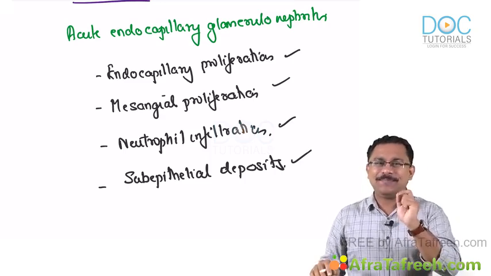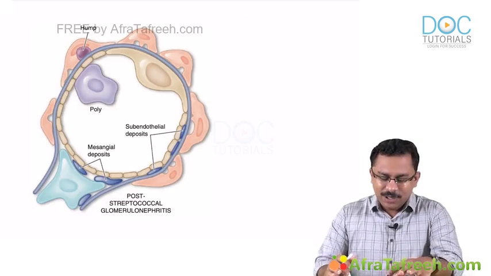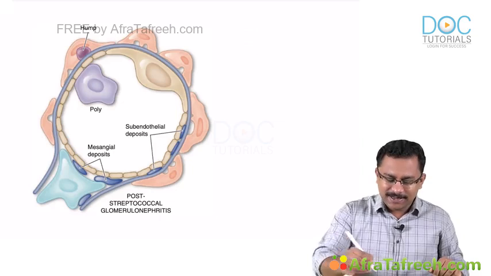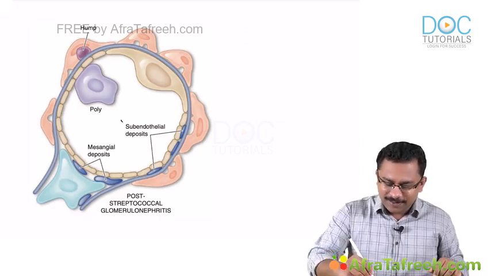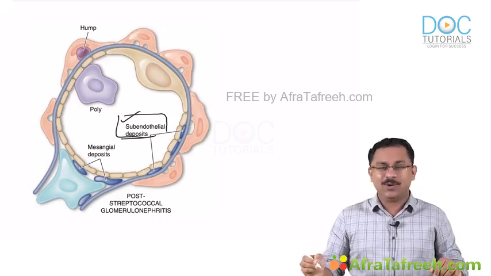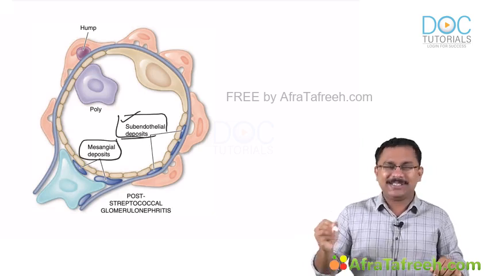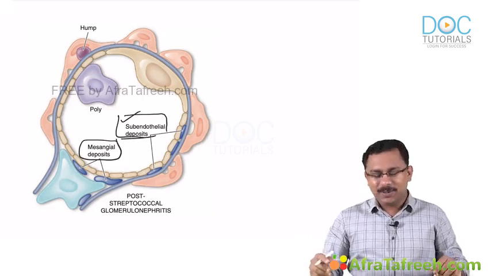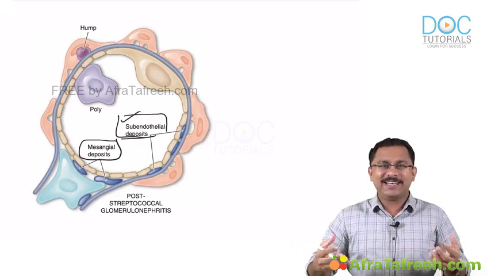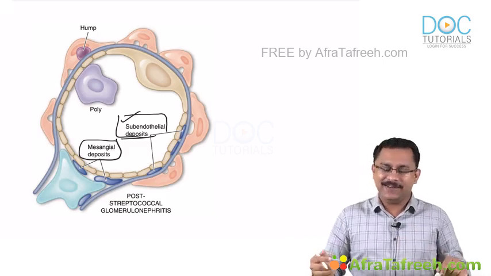Do you want to see a simple diagram? Yes, we'll take it from Harrison itself, a simple diagram to show the actual changes that are happening. Just see this. First of all, you have a look at the subendothelial deposits. Yes, and you are seeing the mesangial deposits, and along with these deposits there occur proliferative changes also, endocapillary proliferation and mesangial proliferation.